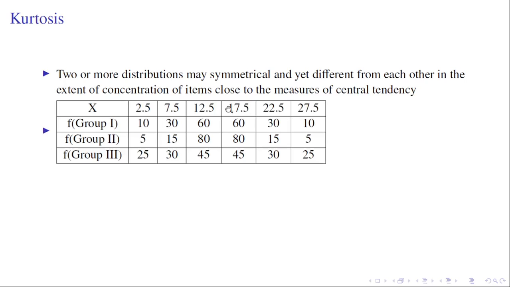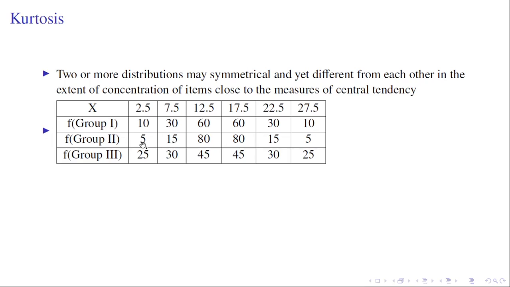And let us look at the fourth and last characteristic, kurtosis. Two or more distributions may be symmetrical yet different from each other in the extent of concentration of items close to the measure of central tendency. Let us look at this example. Here, 10, 30, 60, 60. This is nothing but a symmetrical distribution.